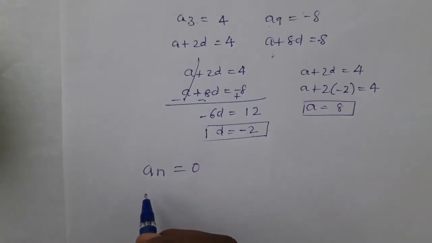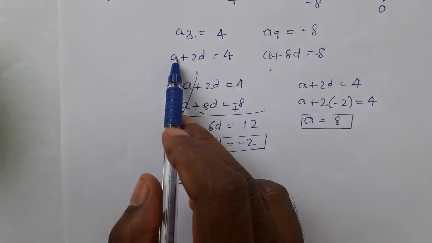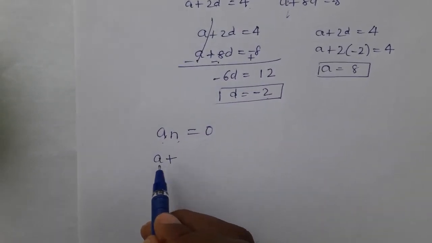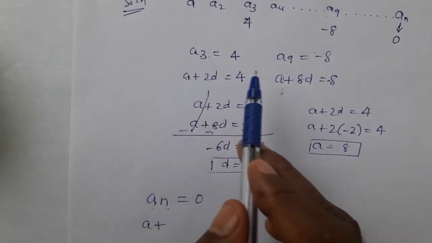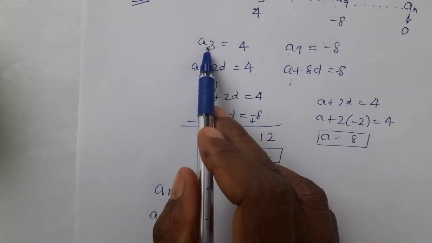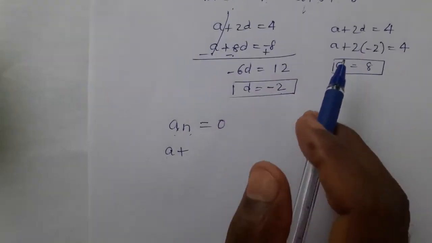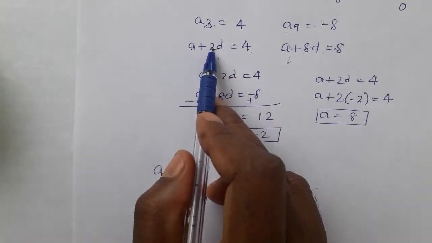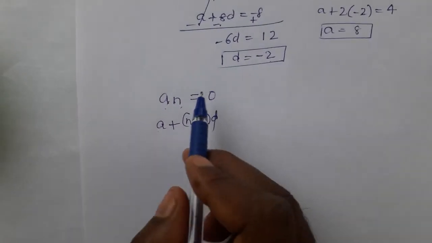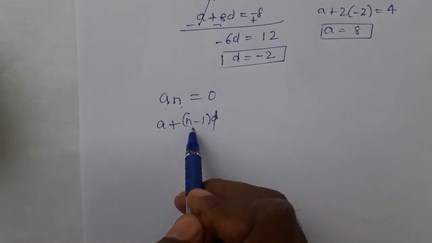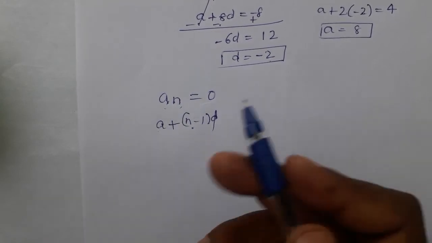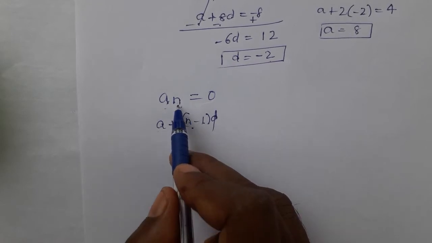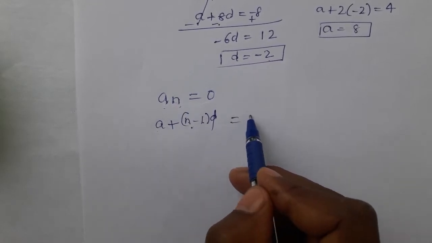Now An, how to expand? A3 becomes A plus 2D. A9 becomes A plus 8D. Similarly An becomes A plus. So A plus is common everywhere. But here 3 becomes 2D, 9 becomes 8D, N becomes N minus 1 D. Because 3 you can reduce to 2, 9 you can reduce to 8. N is a variable, so how to reduce? N minus 1, 1 decreased. In 8, 1 decreases, we write 7. In N, 1 decreased, N minus 1, equal to 0.